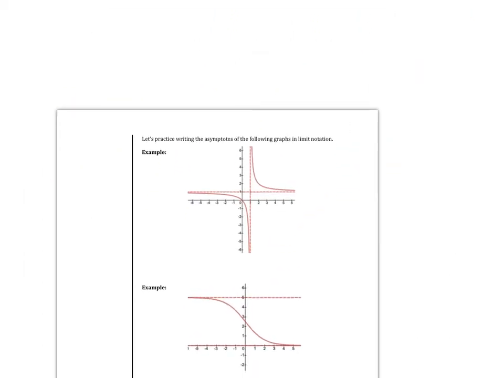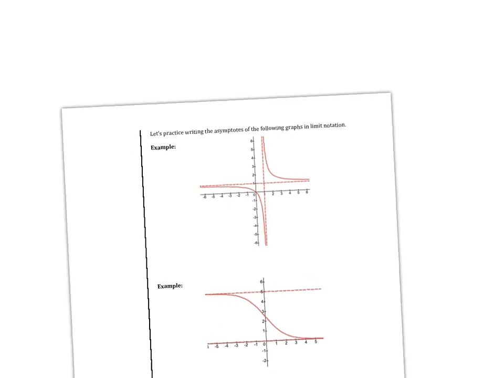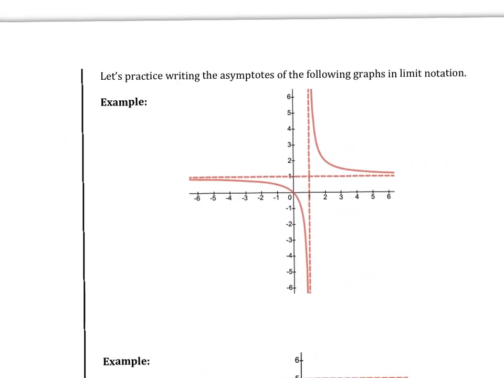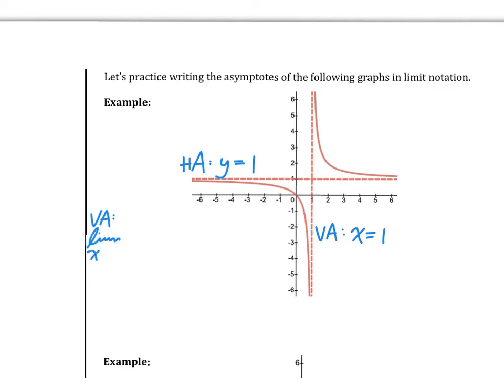So let's go ahead and practice with these two problems, or we'll see if we can do two or just one. Write the asymptote using limit notation. First, let's identify the asymptotes. We can see that the vertical asymptote here is x equals 1, and the horizontal asymptote here is y equals 1.